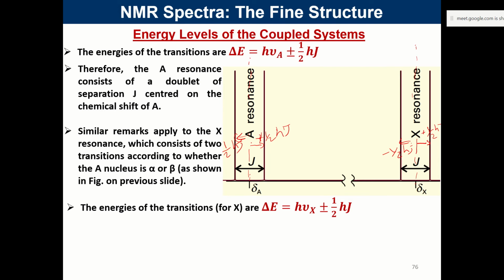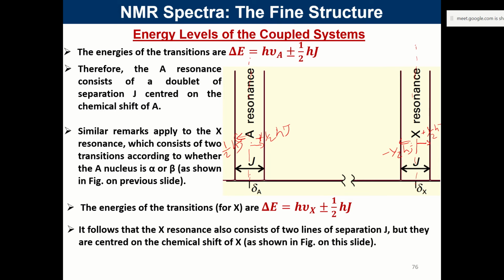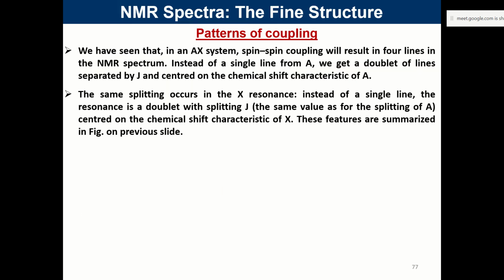So this we have already discussed. The separation is plus half J minus minus half J, so the separation is J. This is how we understand this. In the same way, for mu A and mu X, both happen like this.